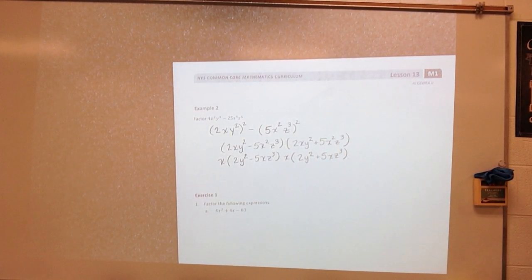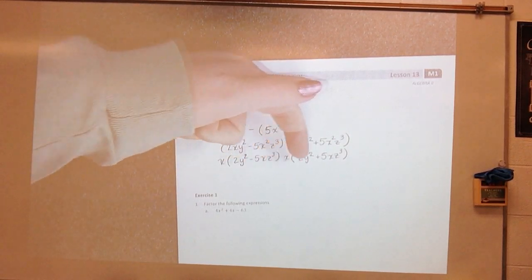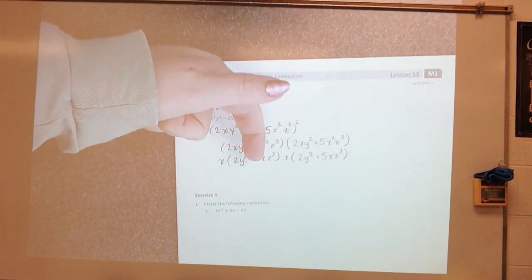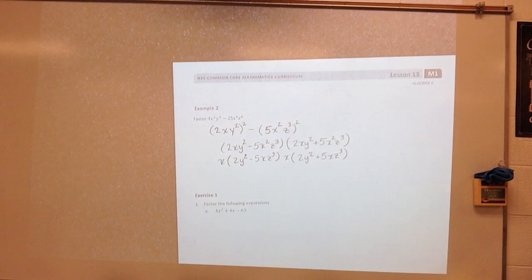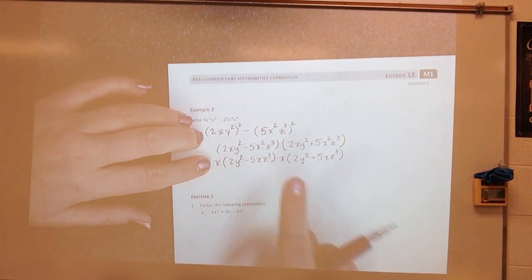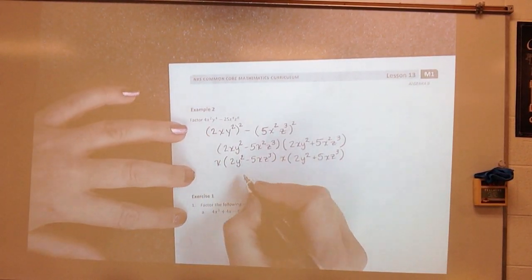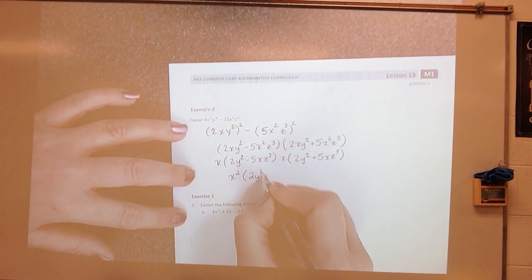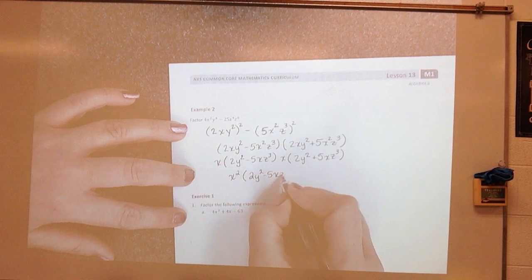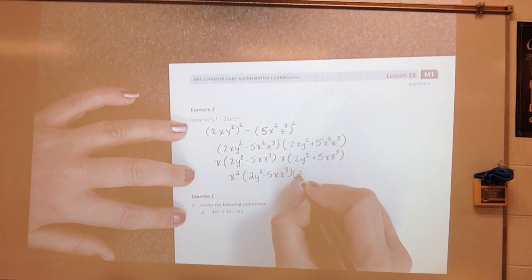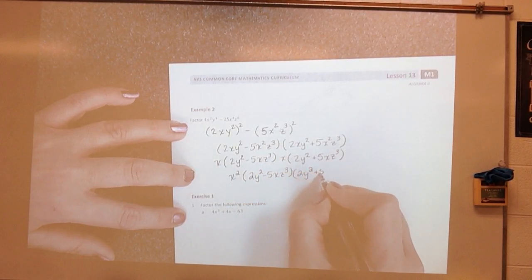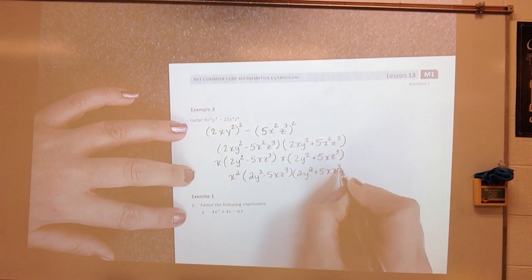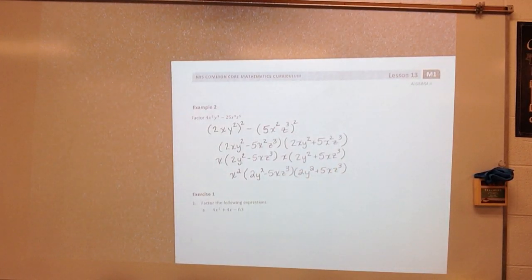Look at this, guys. They're the exact same thing. The only thing that's different is the plus and the minus. So now I've got x times x, which is x squared, times 2y squared minus 5xz cubed times 2y squared plus 5xz cubed. Okay? And now I'm finished.